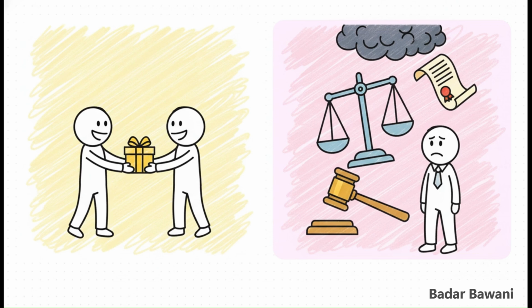Transmission, on the other hand, is forced. It happens involuntarily through the operation of law. If a shareholder passes away, becomes insolvent, or is deemed legally insane, the law steps in and dictates that the shares are automatically transmitted to a legal heir or an official representative.